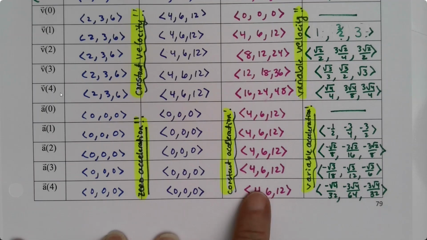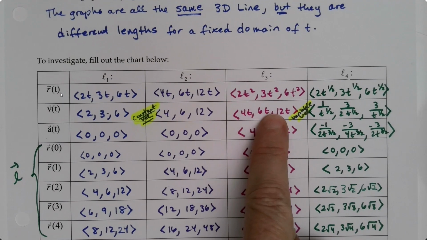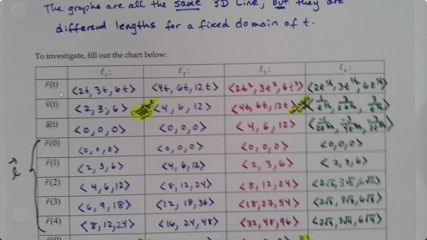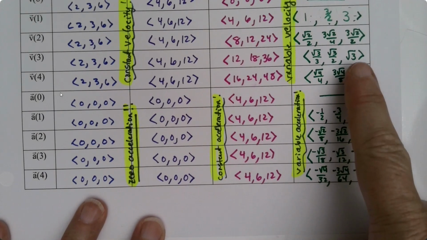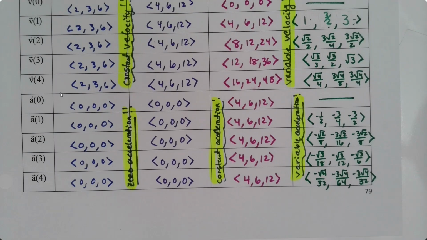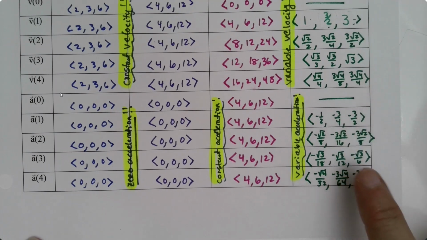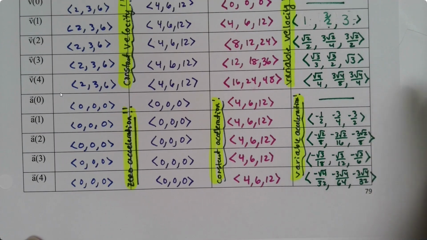It had a constant acceleration, which if you look back to how the velocity worked, it's because they were all linear factors, right? Whereas in this one, they're not linear factors. So not only is the velocity variable, but the acceleration is variable. And it's negative because the object has a positive velocity, but it's negative acceleration. So it's going forward, but it's slowing down.